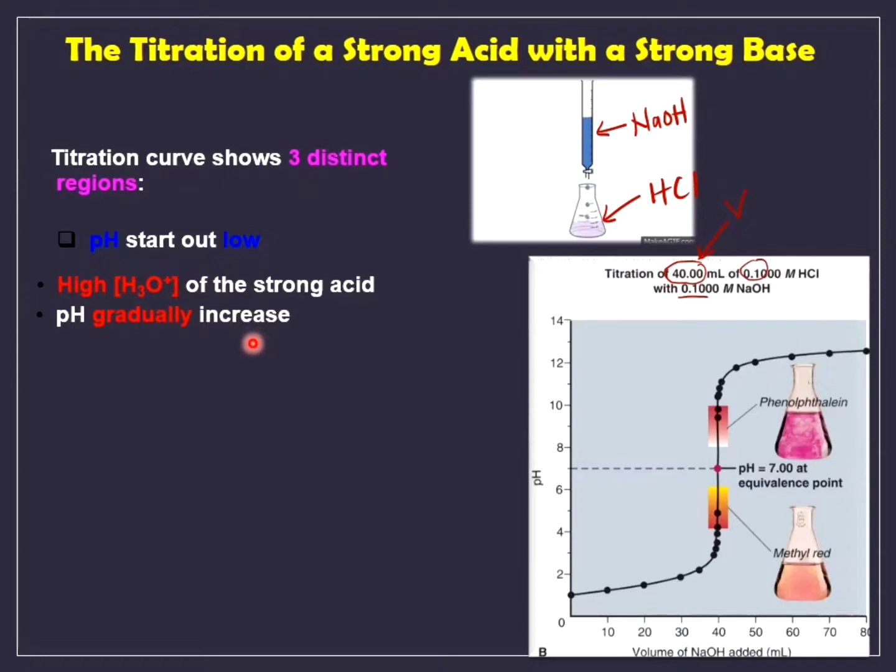Okay, next, the pH gradually increases. Why does it increase? Because we start adding sodium hydroxide drop by drop. Nampak? So when you start adding the strong base sodium hydroxide, the pH will increase little by little. The concentration of H3O+ decreases and the concentration of OH- starts to increase gradually. Boleh nampak?